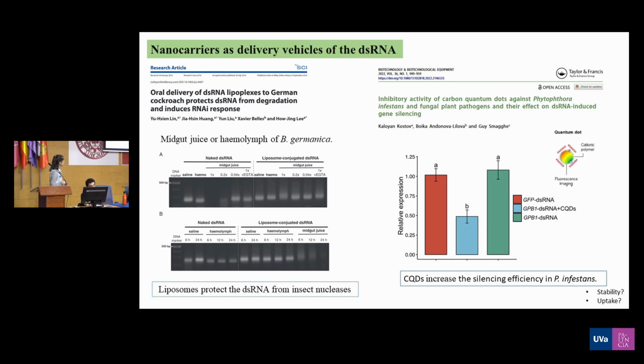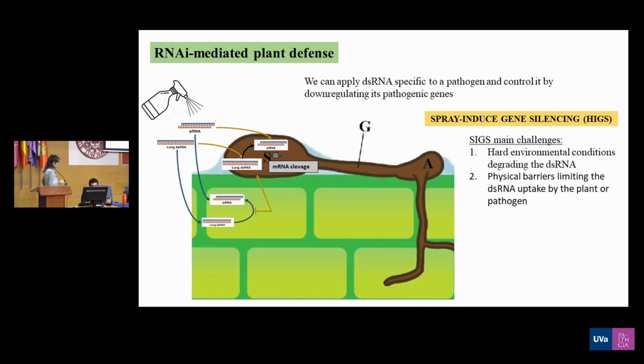For example, here you can see the GFP control. When the naked RNA is applied, you don't see control, but when you have the double-stranded RNA protected by the carbon dots, you see an increase in silencing efficacy. In this last paper, they just show that there is an increase, a better protection, but they don't know whether it is because the uptake is improved or because the double-stranded RNA is protected. And actually, that is one of the other problems of this technology.